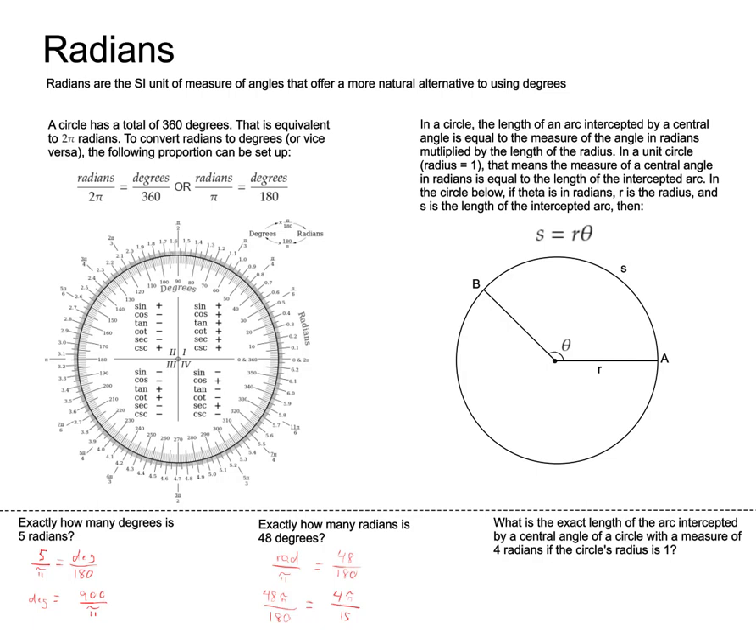What is the exact length of the arc intercepted by a central angle of a circle with a measure of 4 radians if the circle's radius is 1? Well, this is really simple. The radius is 1, so the length of the intercepted arc is just going to be equal to the number of radians. So the length of that arc is just going to be 4.